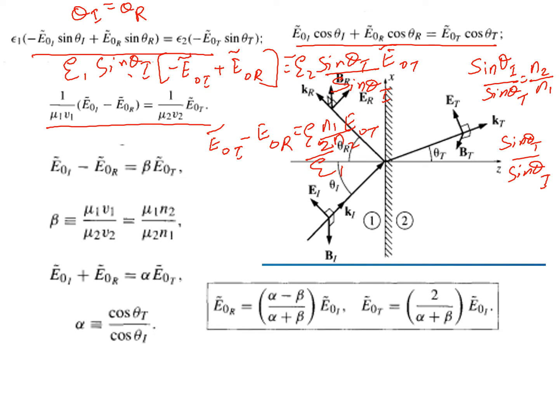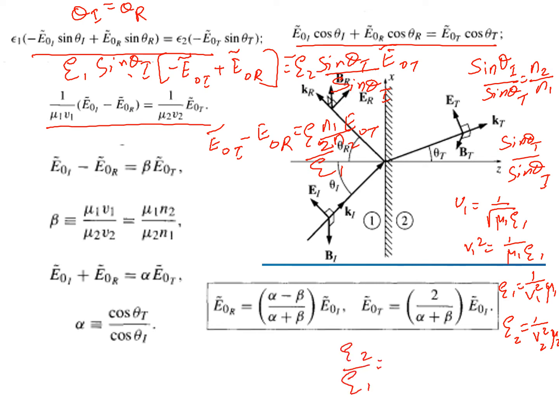Okay, now what is epsilon 1 and epsilon 2? You can rearrange this. See, V1 equal to 1 by root of mu1 epsilon 1. Therefore, when you take the square of this, it will be V1 square equal to 1 by mu1 epsilon 1. So epsilon 1 equal to 1 by V1 square mu1, and epsilon 2 equal to 1 by V2 square mu2. So what you can write, instead of epsilon 2 divided by epsilon 1, it will be V1 square mu1 divided by V2 square mu2.